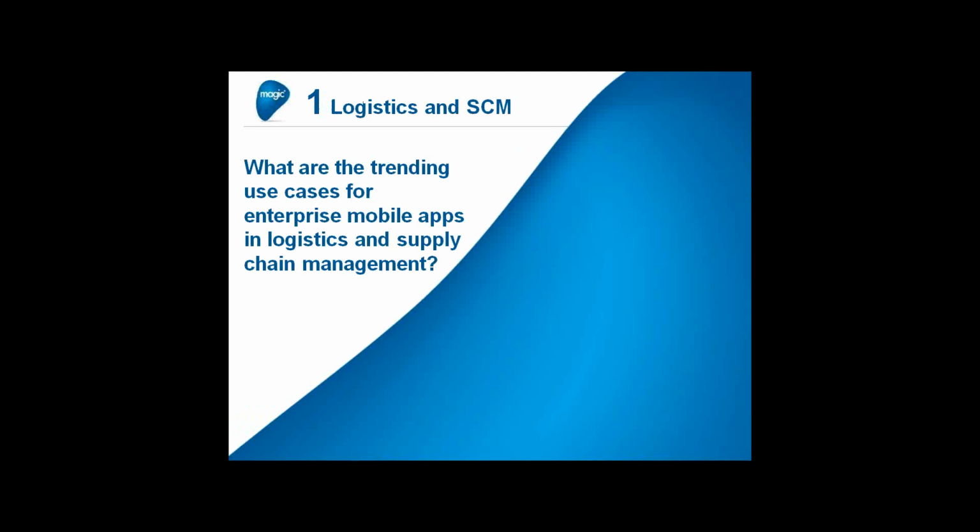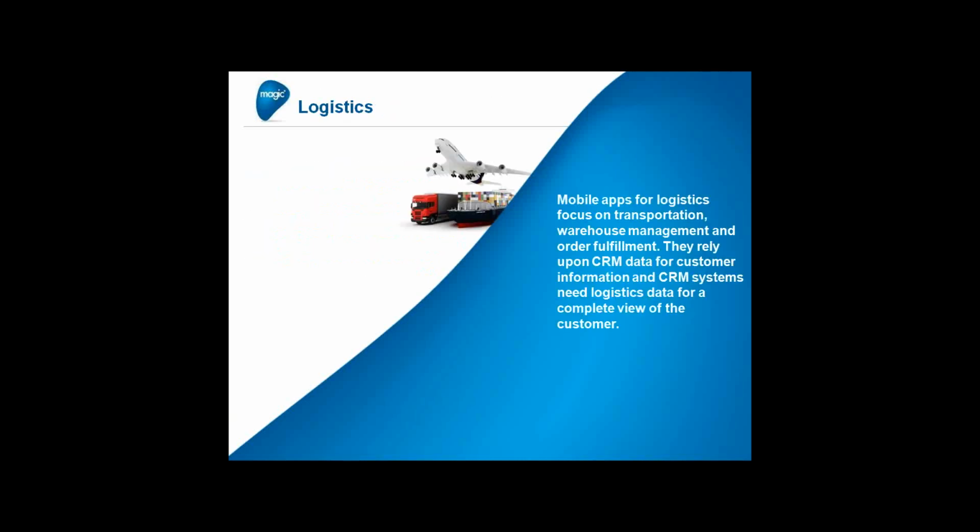So what are the trending use cases for enterprise mobile apps in the area of logistics and supply chain management? Logistics is, of course, a very broad term. It can include transportation, warehouse management, order fulfillment. They use a lot of CRM data, a lot of ERP data, product lifecycle management system data, and other systems, and of course your existing enterprise logistics and SCM systems.